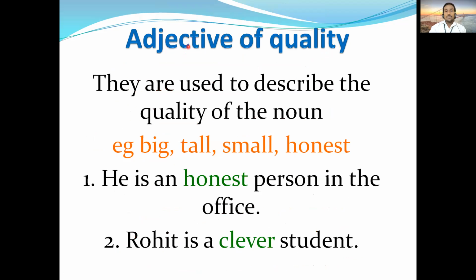So the first type we are going to discuss here is adjectives of quality. Adjectives of quality talk about quality. They are used to describe the quality of a noun. Most of the time we are using quality. Examples here: big, tall, small, honest. Let's try to talk about some nouns with big. What can we say with big? For example, I can say big hall. You can tell me other examples with big.